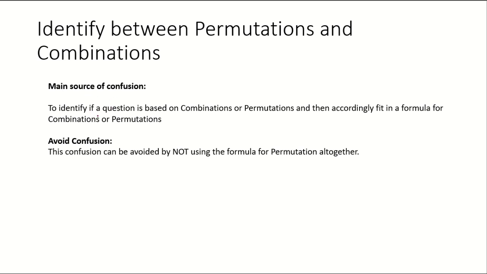Now, the main source of confusion that students have in permutations and combinations is how to identify if a question is based on combinations or permutations. Because students have a mindset of, okay, this question is combinations, then I'll apply this formula. Oh, this question is based on permutations, then I'll apply the permutations formula. That's what creates a bit of confusion because we're trying to fit a formula to a question rather than understanding the question. So we can avoid this confusion by not using the formula for permutation altogether. So this is how we'll do it.